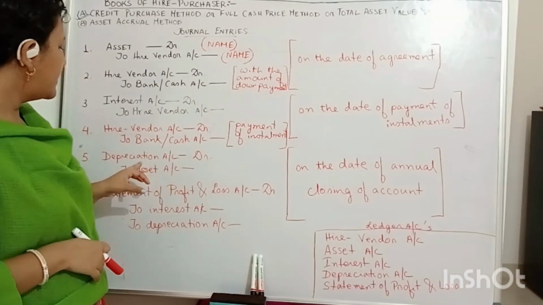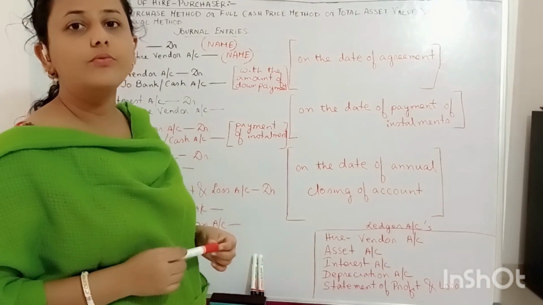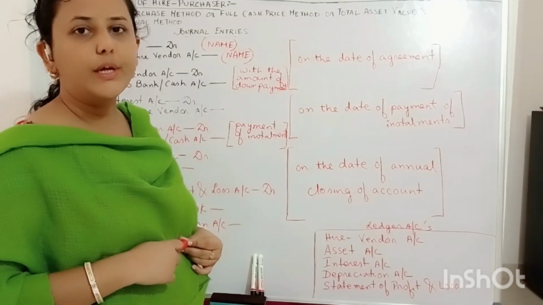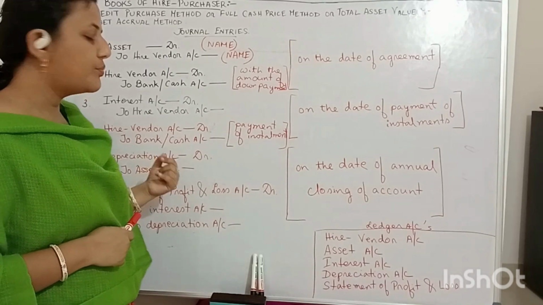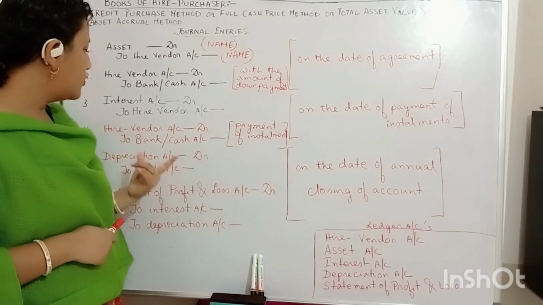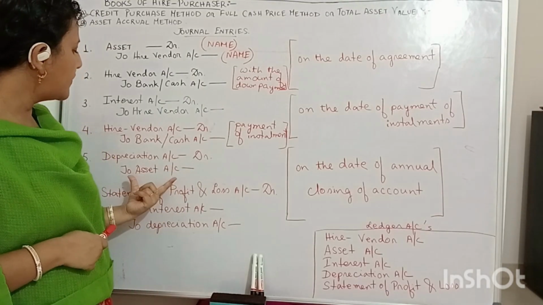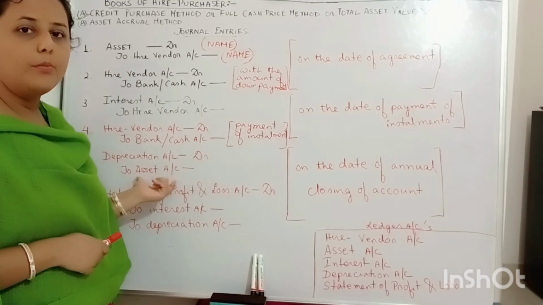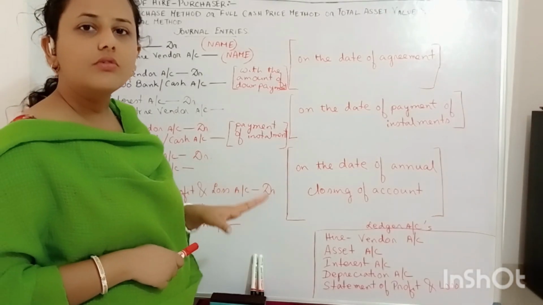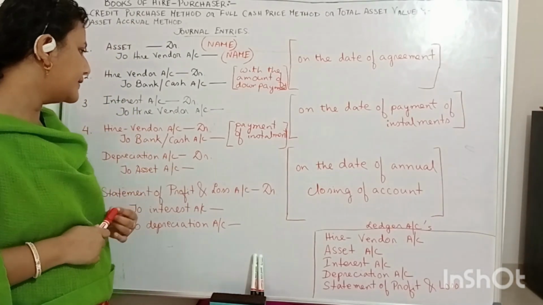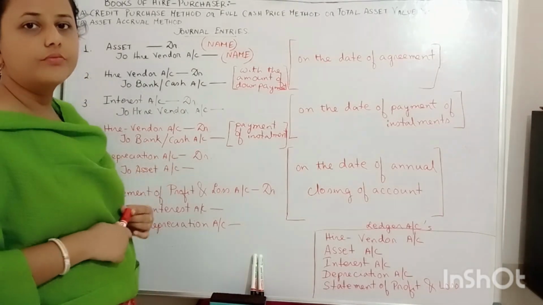Now come to the fifth entry, depreciation account debited to asset account. Okay, so depreciation again here, in my last video I have explained to you the calculation of depreciation. Yes or no? So depreciation is an expense for the hire purchaser. So we know expense increases, it should be debited. So depreciation account is debited to asset account. By its name it should be credited because asset value goes down. Okay, so it should be credited. Depreciation account debited to asset account.